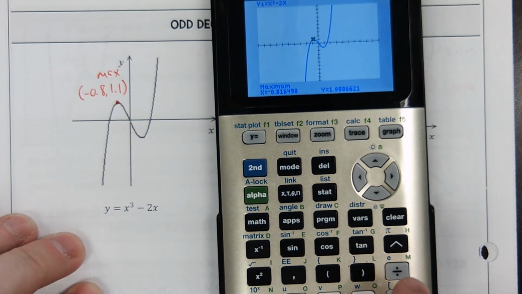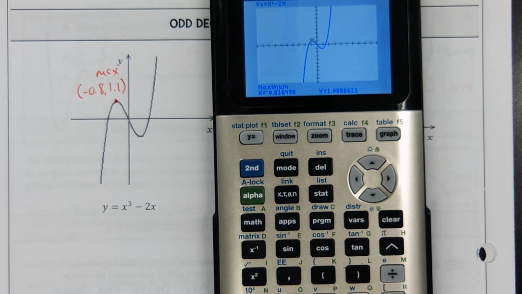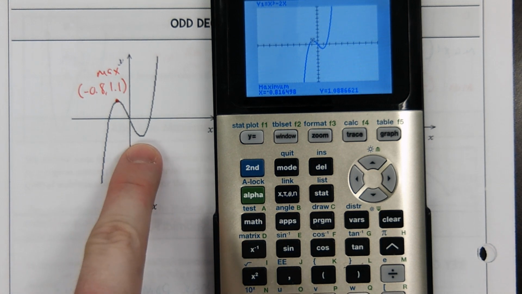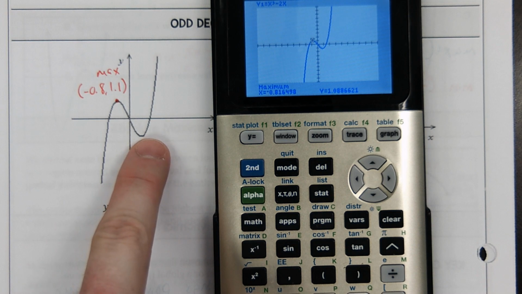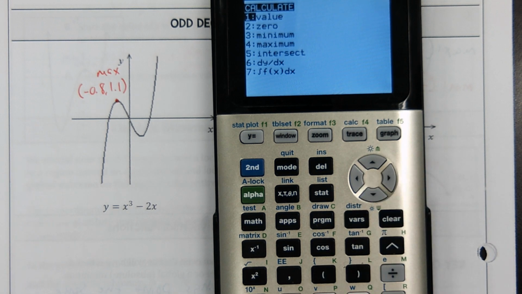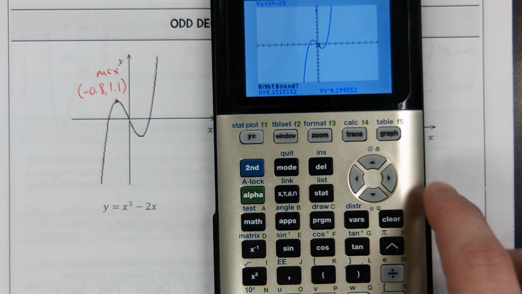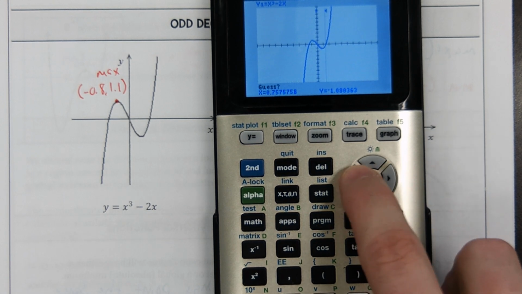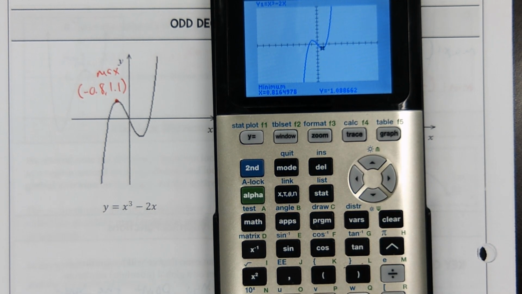Notice, please, that this graph looks to be symmetric around the origin. Does anybody remember the vocabulary word for that kind of function from Algebra 2? An odd function. This is an odd function. What that means is that minimum will be at positive 0.8, comma negative 1.1. Second trace minimum. I said minimum. Positive 0.8, comma negative 1.1.